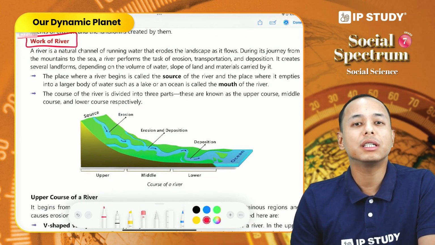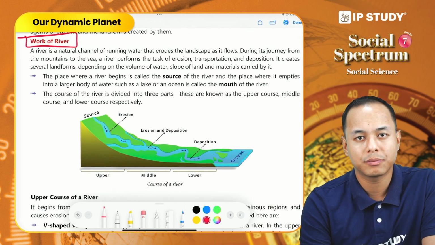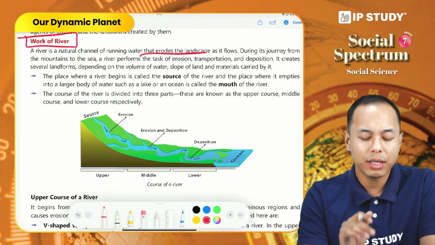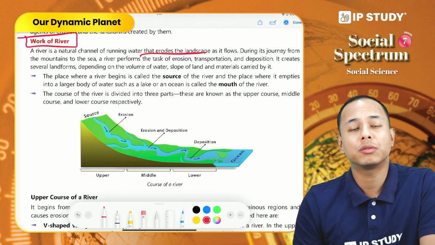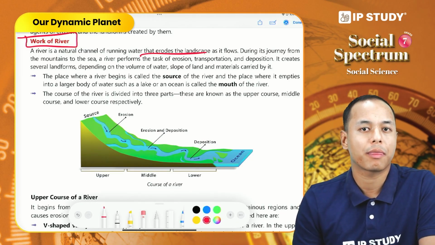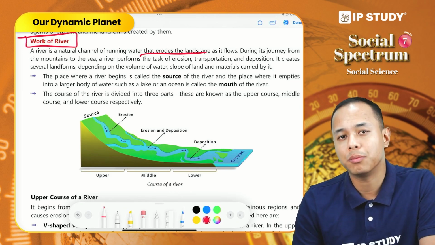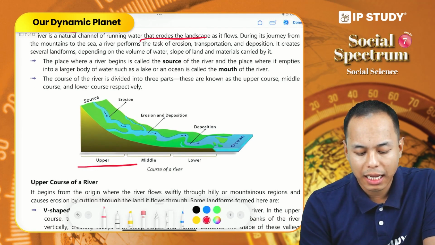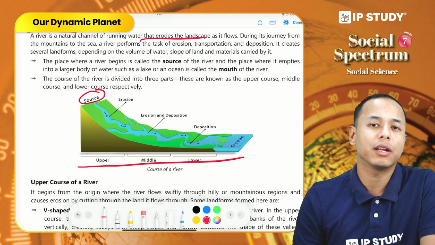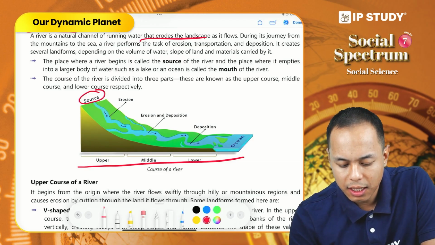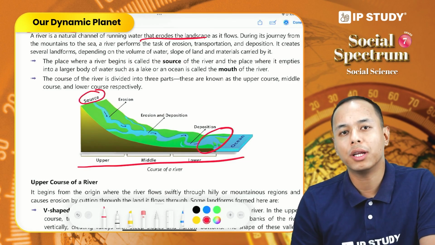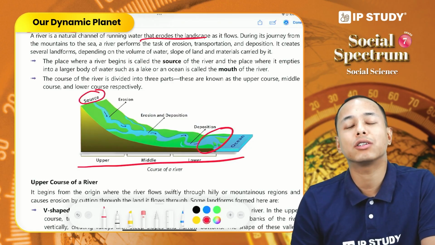So as we all know, a river is a natural channel of water and it erodes the landscape over which it flows. During its journey from the source to its mouth, a river performs three types of processes: erosion, transportation and deposition. If you look at the diagram of the course of a river, we can see here is the source. Source means the origin of the river, and here is the mouth. Mouth means the point where the river empties into another body of water such as lakes or oceans.